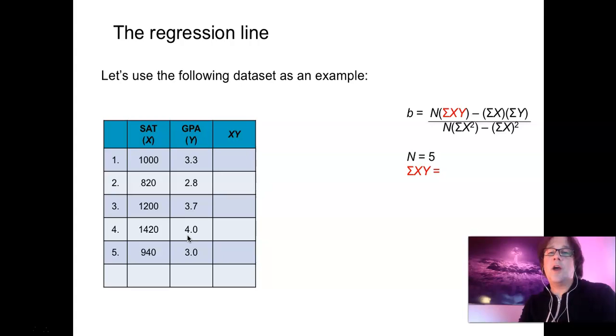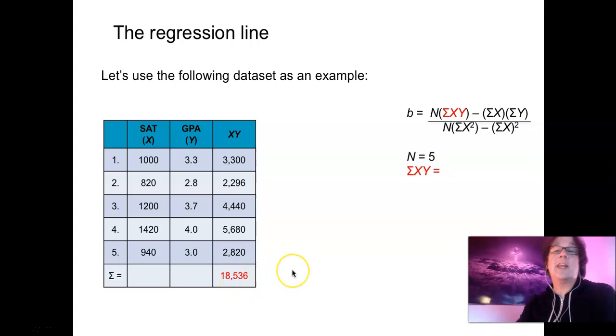The sum of x, y. So we'll create a new column and we'll multiply all the x scores by their corresponding y scores. And then we add them up. We sum them, right? So took care of that for you. All I did is multiply 1000 by 3.3, went down the list, and added them up. So I got that value. Okay, we're making some progress here.